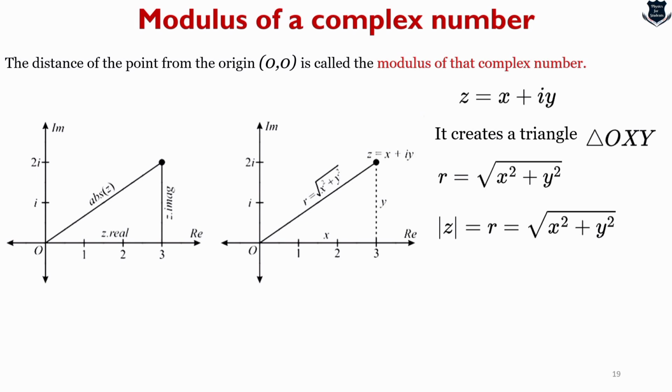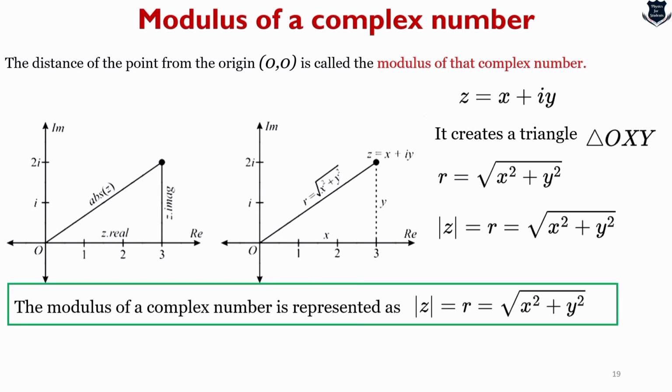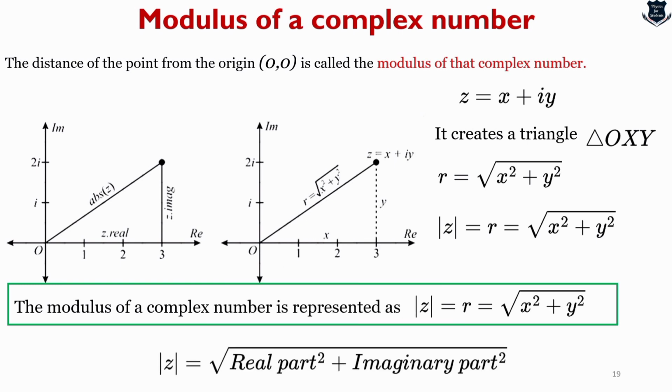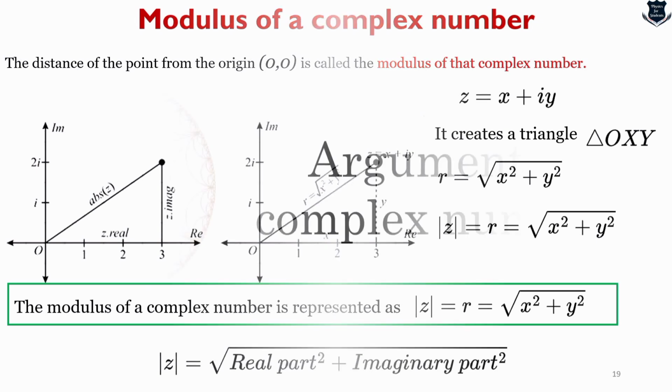The modulus of a complex number is represented as this double bar z, and we can also tell that the modulus of a complex number is this one. Further, we can also tell that the modulus of z equals the square root of the real part squared plus the imaginary part squared. This is just a quick example.